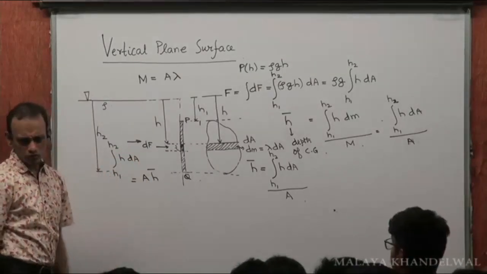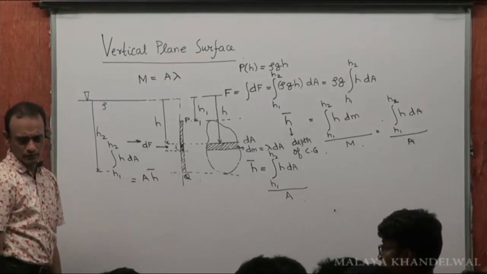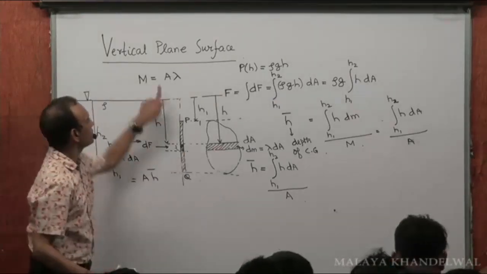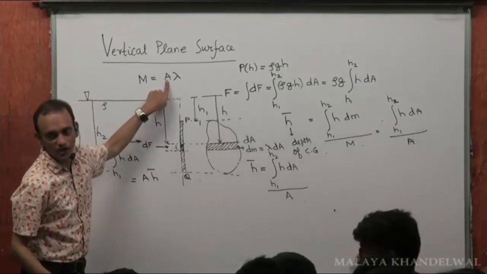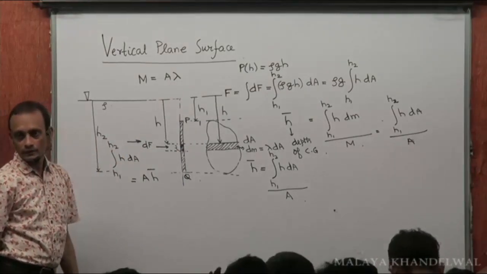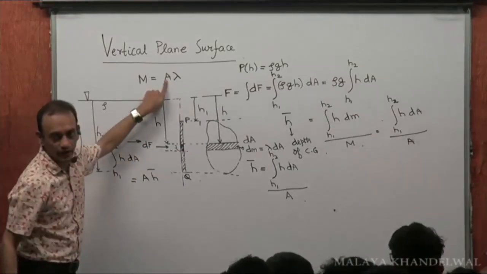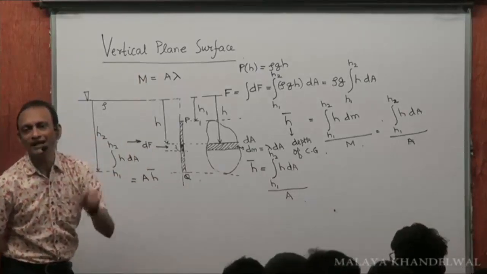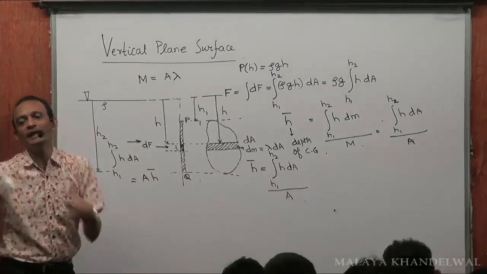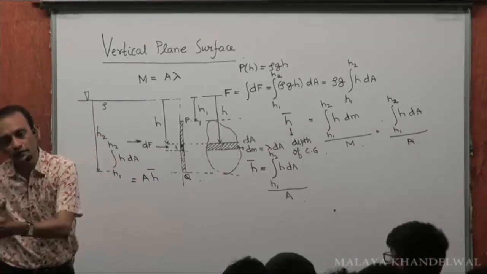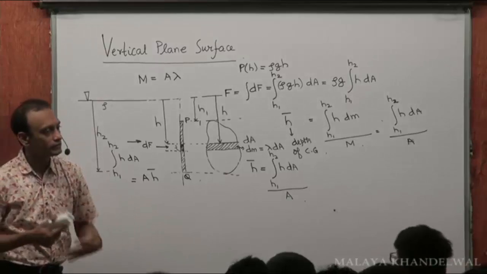Will mass not be proportional to area? That's it. So dm will be lambda into dA. Total mass would be total area into lambda. Right? Mass proportional to area. dm proportional to dA, and the constant of proportionality is lambda. Total mass m would be lambda into total area A. Isn't it? Mass will be proportional to area.